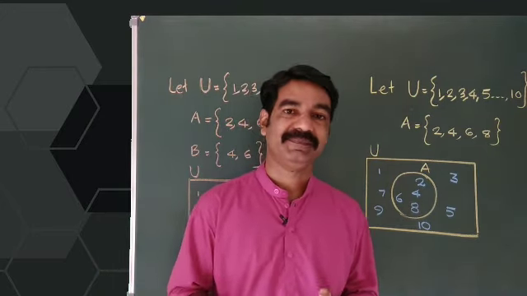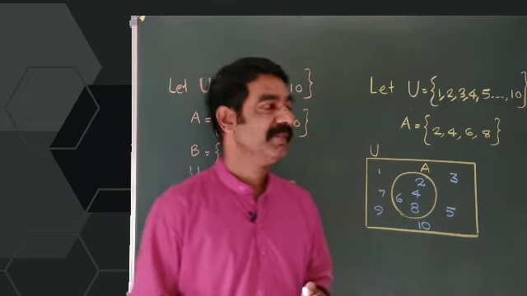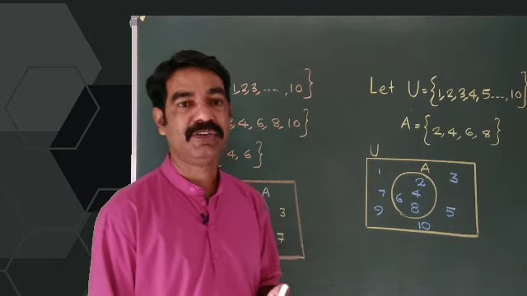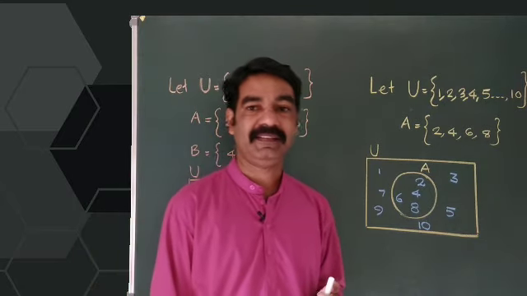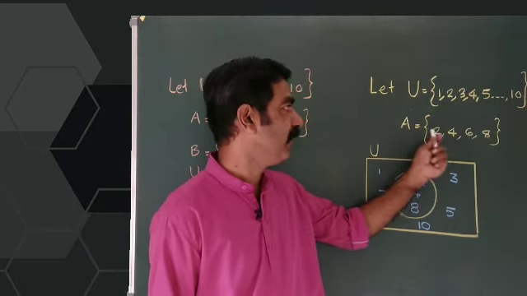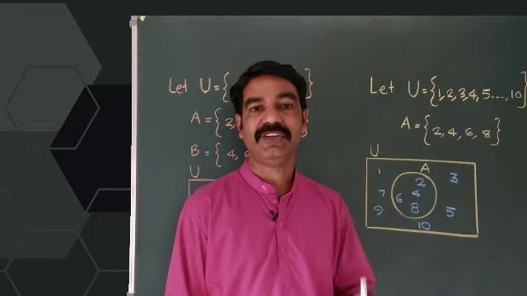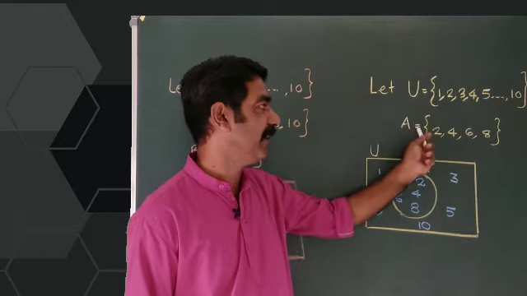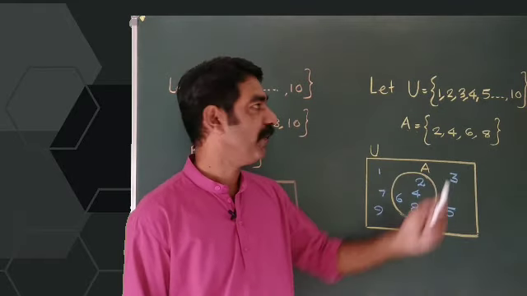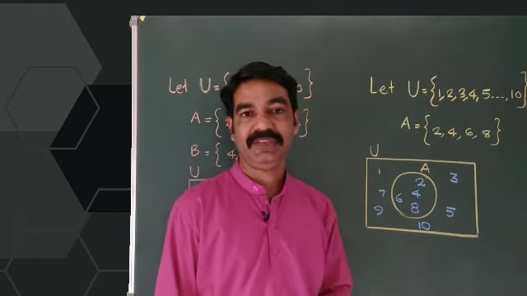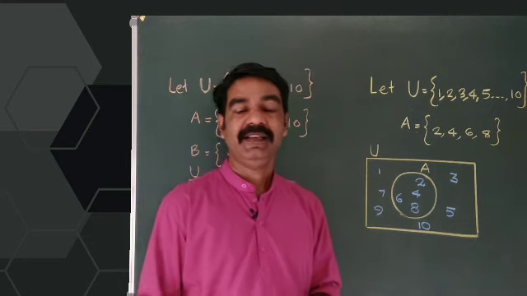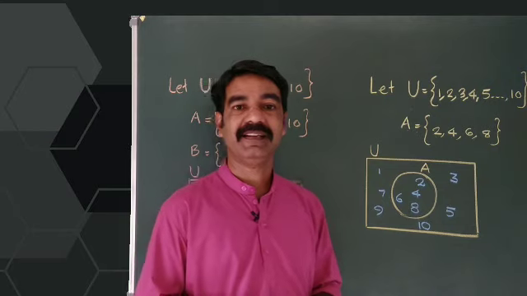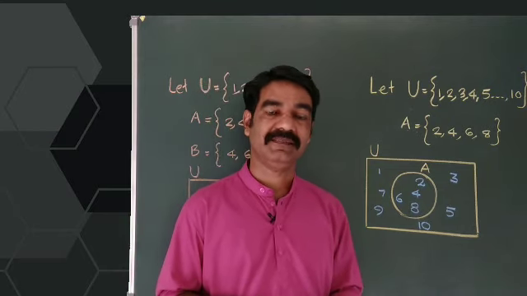So example, see here, let U be the universal set {1, 2, 3, 4, 5, ... 10} and A = {2, 4, 6, 8} is one of the subsets. U is a universal set and A is the subset. So how can you represent these two sets using a diagram? Generally we use rectangles and curved figures like circles.